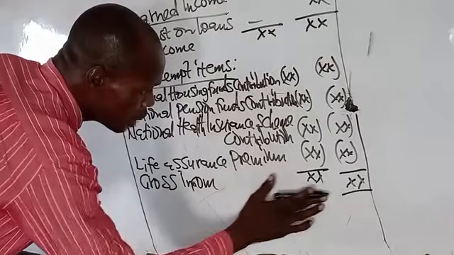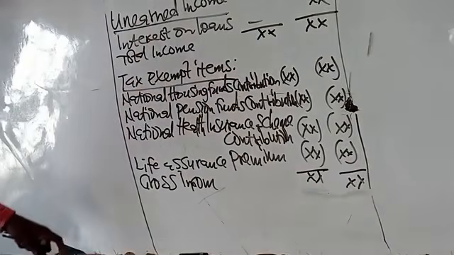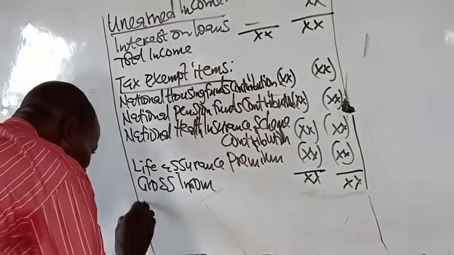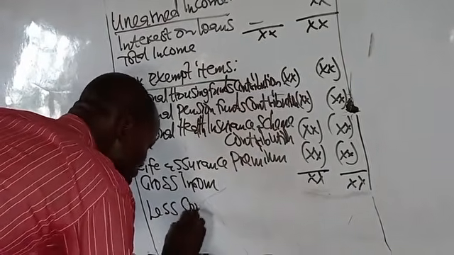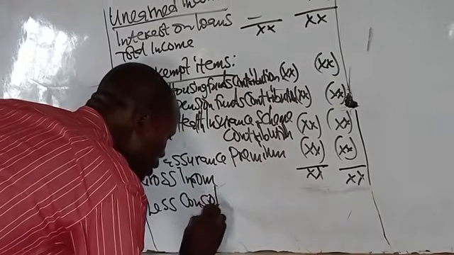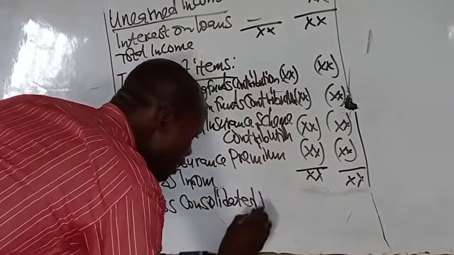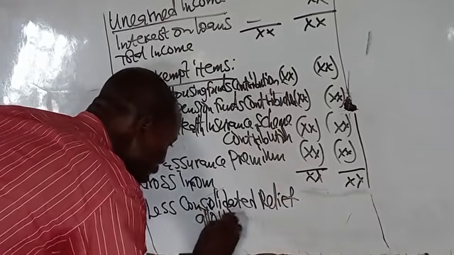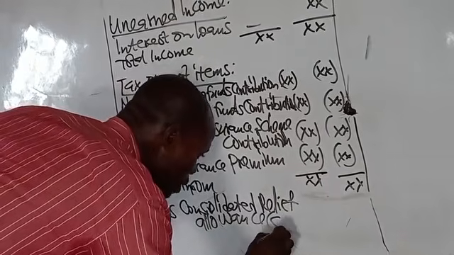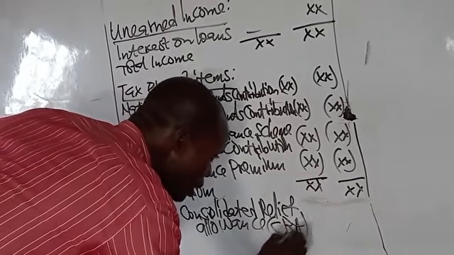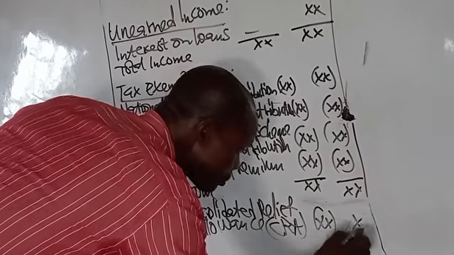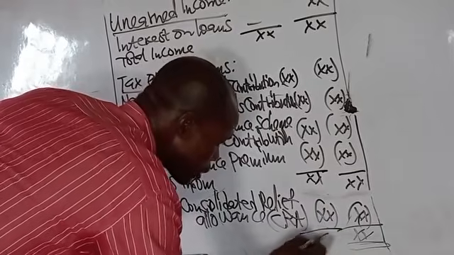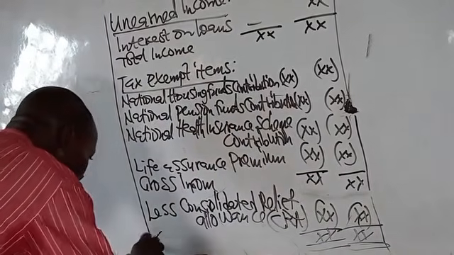From the gross income, you now less the consolidated relief allowance. You deduct that from the gross income, consolidated CRA. So when you deduct that, you arrive at the chargeable income.